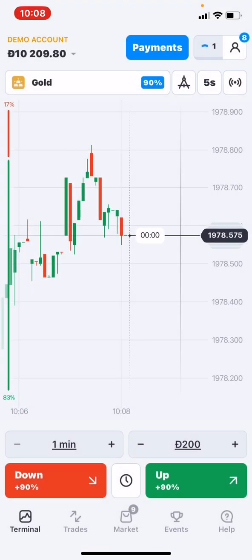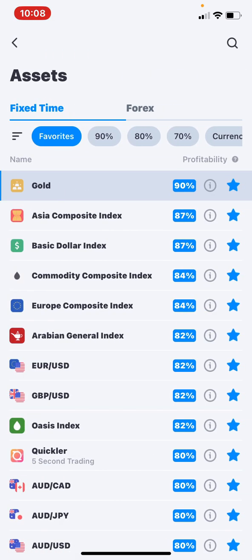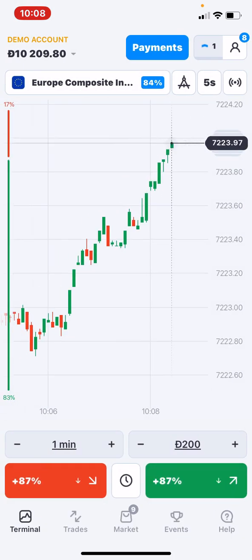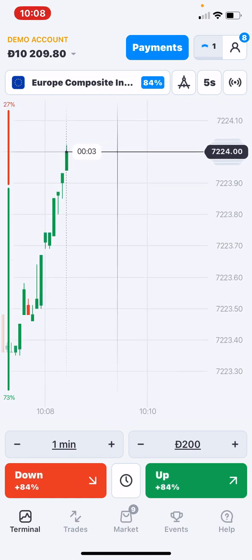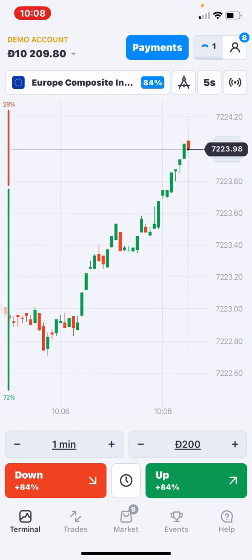So let me just give you some explanation. Let me go to another asset because this asset is not stable at all. Make sure you don't trade on unstable assets, please. If you trade on unstable assets, you can lose your money because it's fluctuating around the markets.